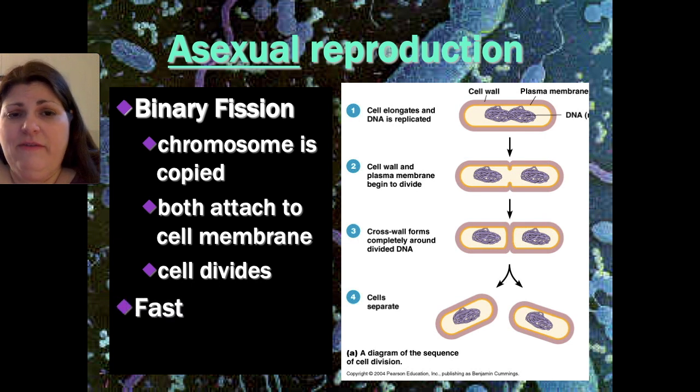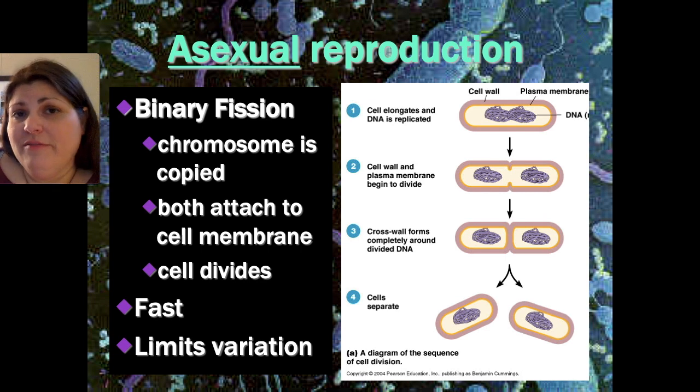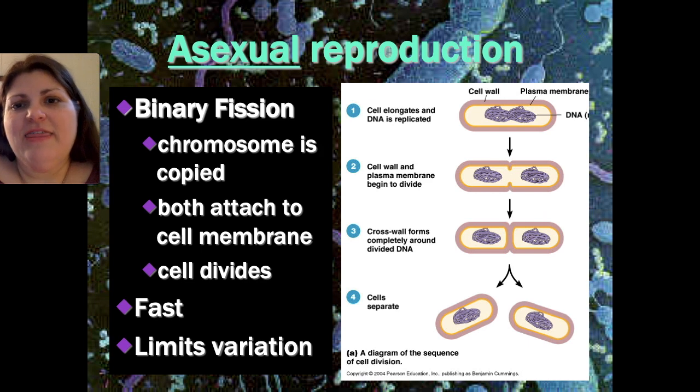It's very, very fast in ideal conditions. It is as quick as 20 minutes. And it's asexual. And because it's asexual, remember, that means that both of the cells are identical to each other. So that leads to very little genetic variation. That is, there are lots of ways that they can introduce new genes to their gene pool.